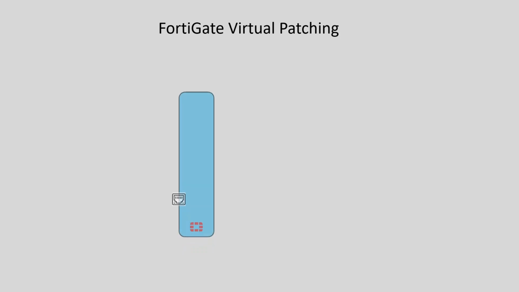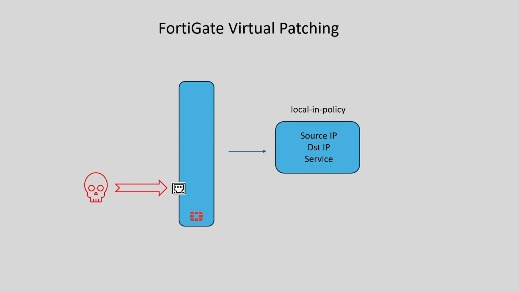Today I'm going to be talking about virtual patching on a FortiGate firewall. What this is: when an intruder tries to connect to a management port, first he has to go through the local in policy, which matches IP addressing and services and things, but with virtual patching it can also turn on the IPS engine that is looking for CVEs relevant to the OS that is running.